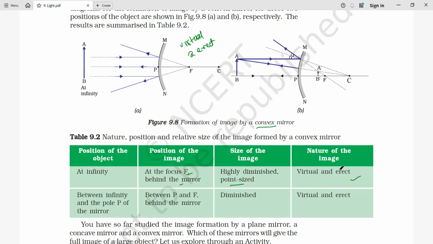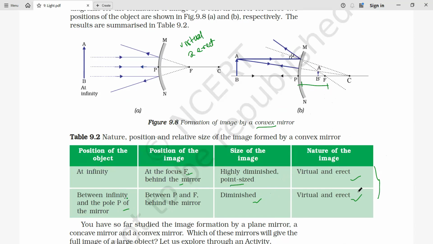Whereas in other situations, if the object is anywhere between infinity and the pole, then formation of the image will take place between pole and focus. Here, between pole and focus, anywhere it will take place. And nature is what? Virtual and erect. Size is diminished. So this is what happens in case of convex mirror.